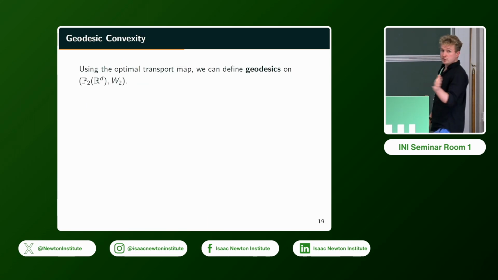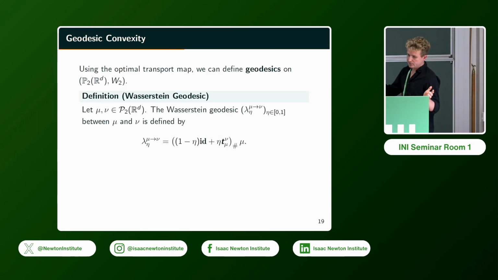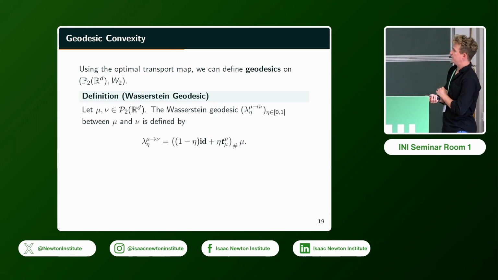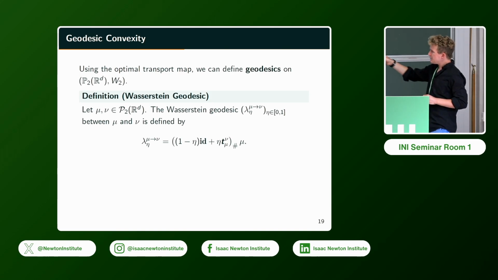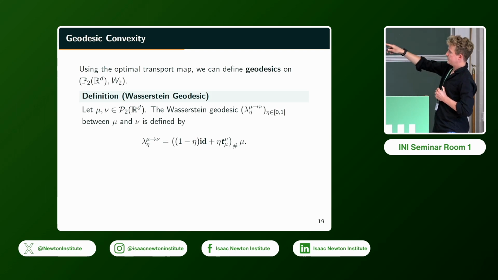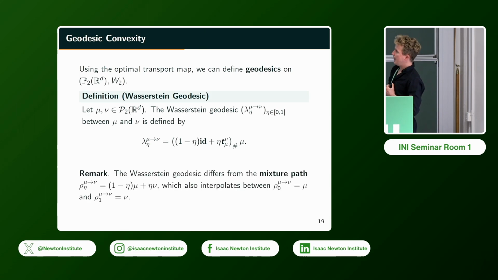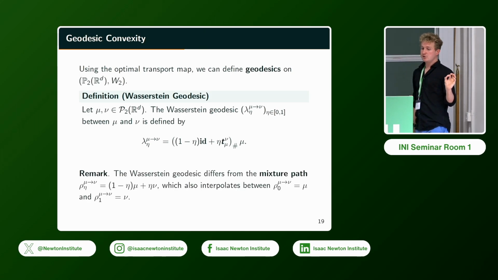Okay, so using this optimal transport map, we can actually define some notion of geodesics on this space. And this technically is how we define the geodesic. We introduce this parameter eta, and you move smoothly between mu and nu according to this relation here. And just a key point I want to make here is that this differs from the mixture path between mu and nu.